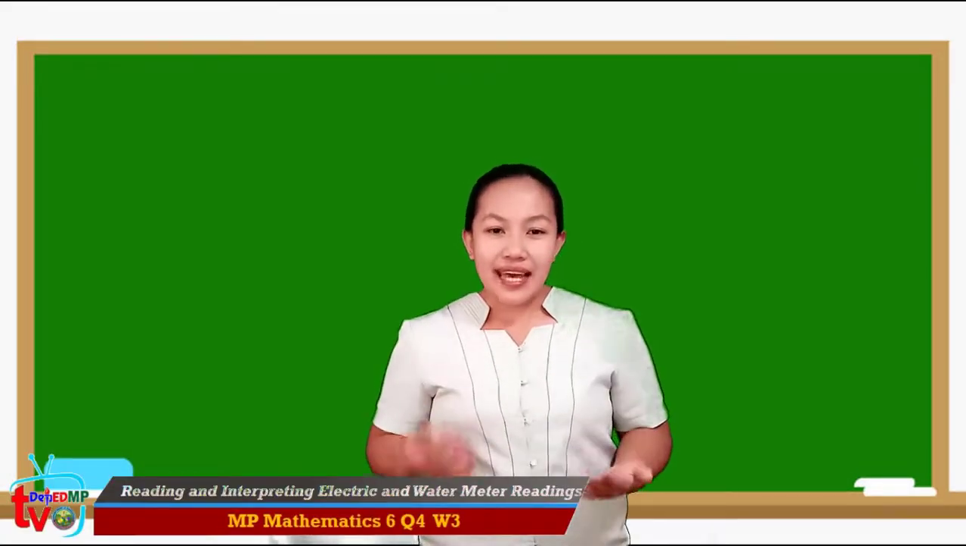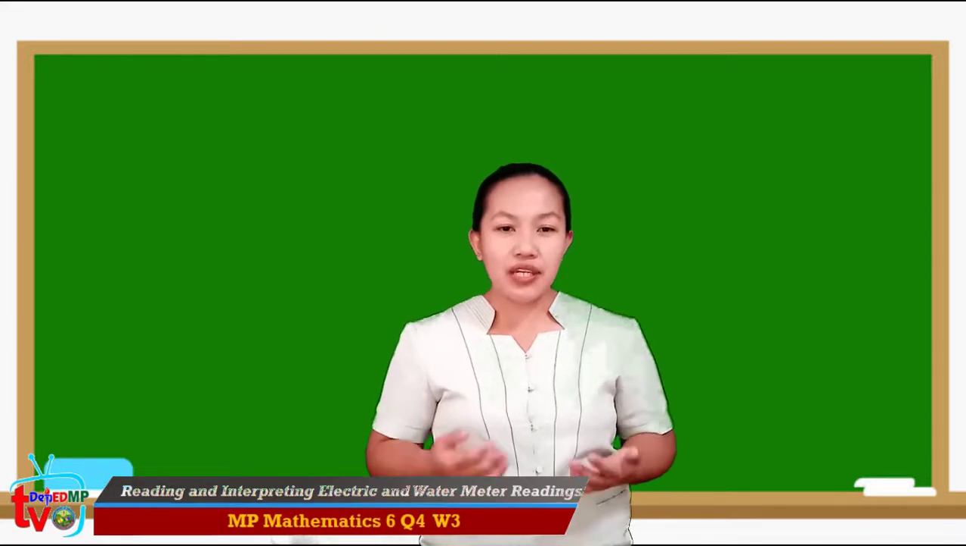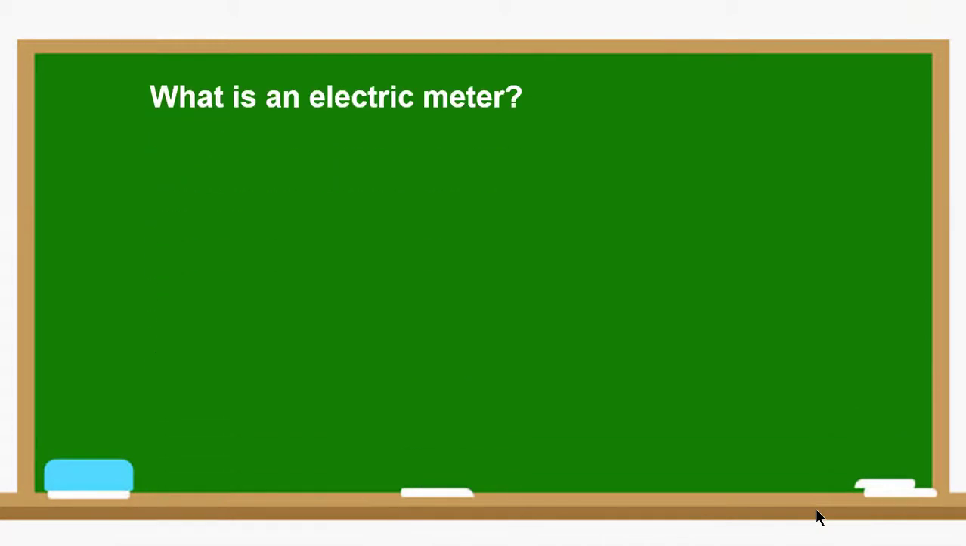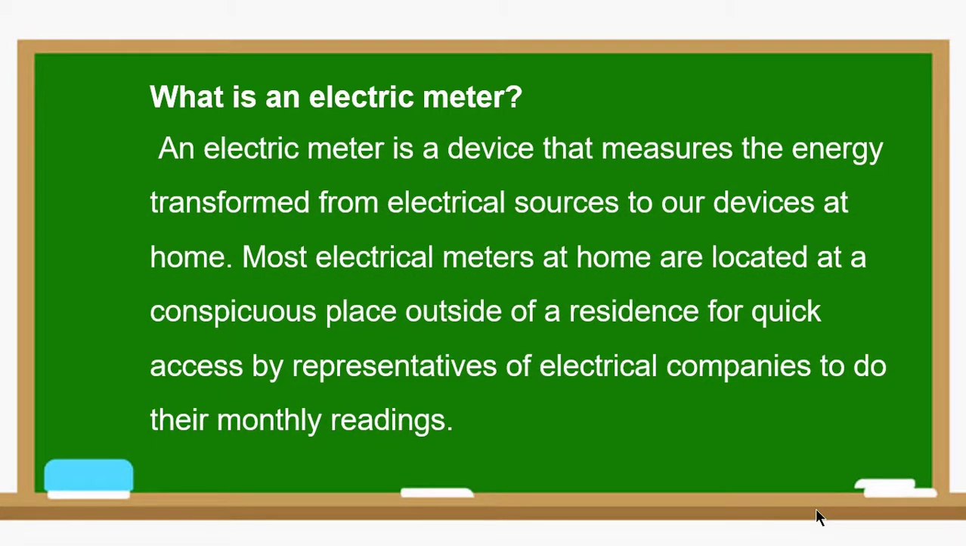Now, let's study deeper about electric and water meter. What is an electric meter? An electric meter is a device that measures the energy transformed from electrical sources to our devices at home. Most electrical meters at home are located at a conspicuous place outside of a residence for quick access by representatives of electrical companies to do their monthly readings.